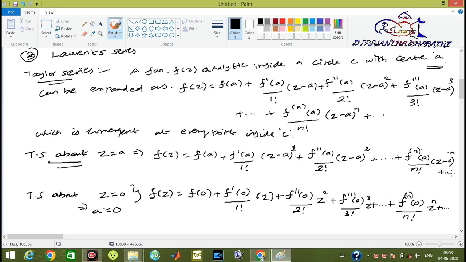This Taylor series about z equal to 0, that is a equal to 0, is called Maclaurin's series. Next we are going to see about Laurent series.